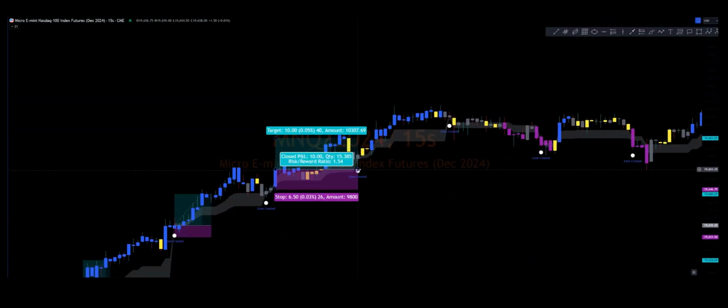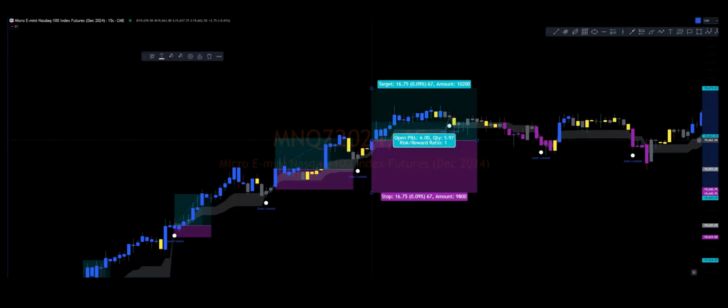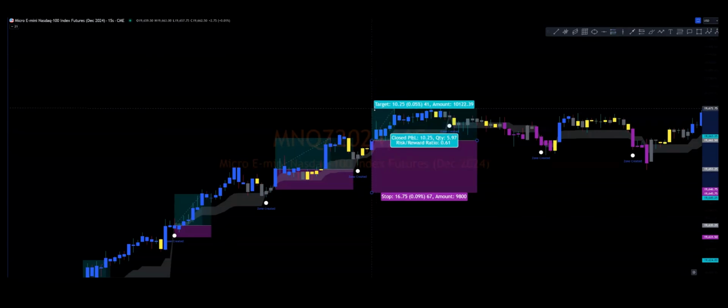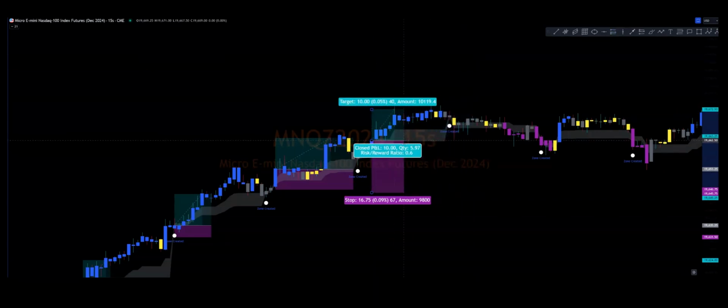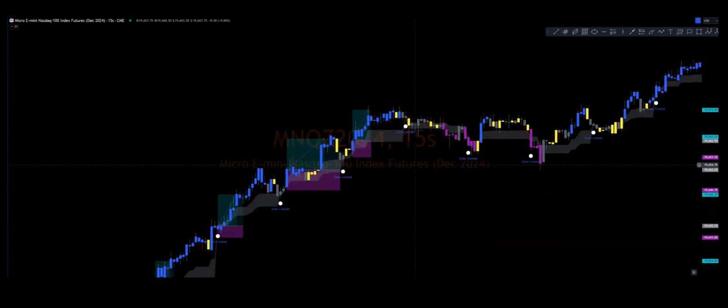And these are all pretty much done before the 5 minutes is up. So here's another one. Here's a yellow. We don't want to take that. We want to take this blue that kind of engulfs, but it did wick these zones, so that's good enough for me. And we're going to go 40 ticks, and the stop loss is underneath that candle. There's another $1,000.